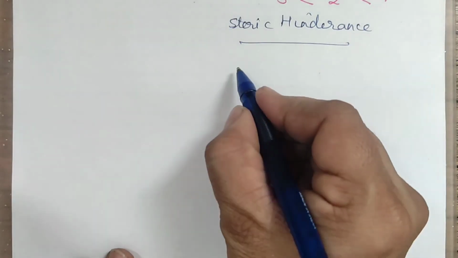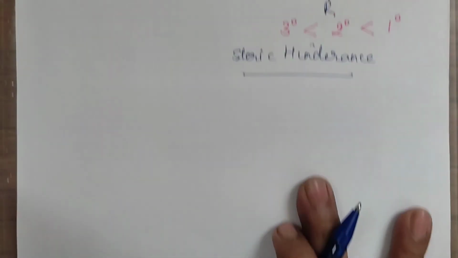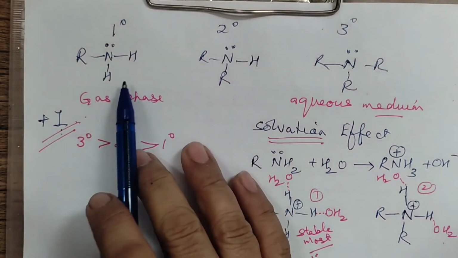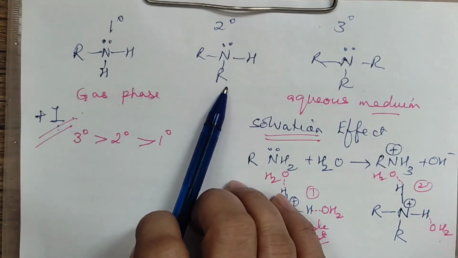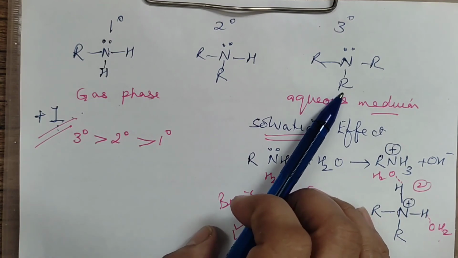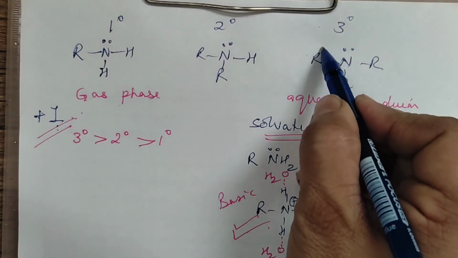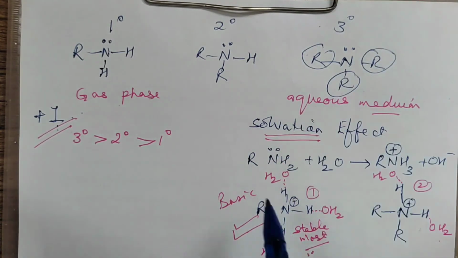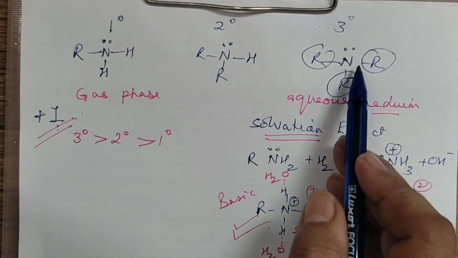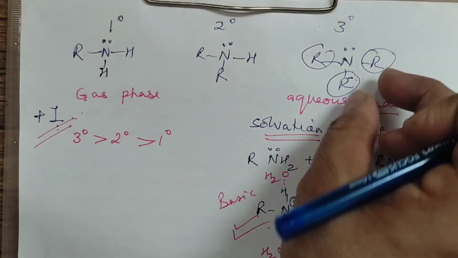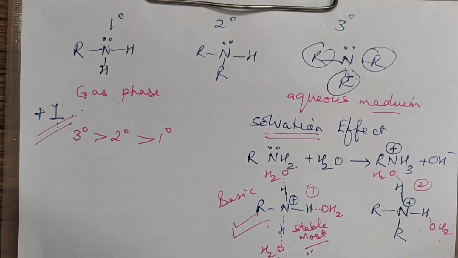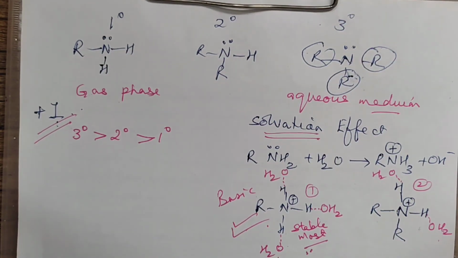Steric hindrance means, say if I consider this one, primary amine, there is only 1 alkyl. There are 2 alkyls in 2 degree. There are 3 alkyls in 3 degree. So they are occupying more space. Hindrance wise, if you are checking, there is more hindrance in 3 degree. More hindrance means the availability of the lone pair should be less as per the steric hindrance concept.